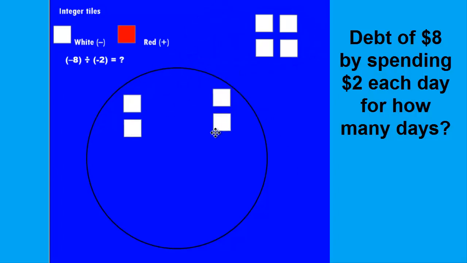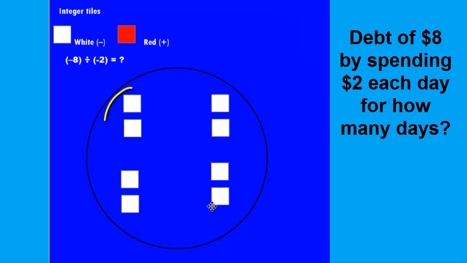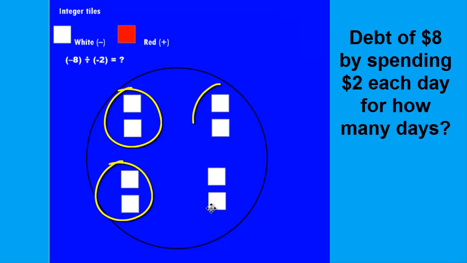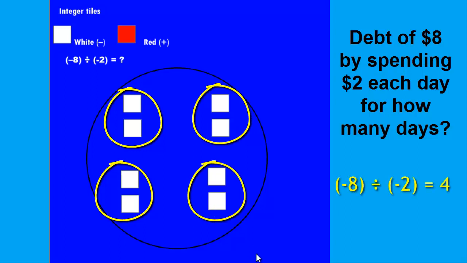We start with 8 white tiles and put them into groups of negative 2. We will need to count how many of these groups we have. The number of equal groups is 4. Therefore, negative 8 divided by negative 2 equals 4. It took 4 days to accumulate a debt of $8 by spending $2 each day.